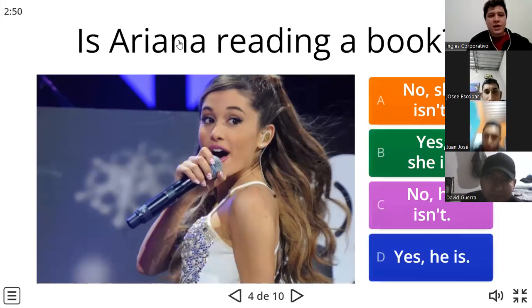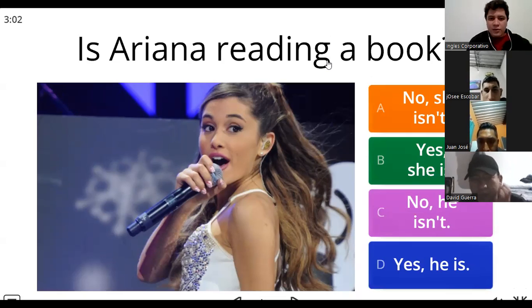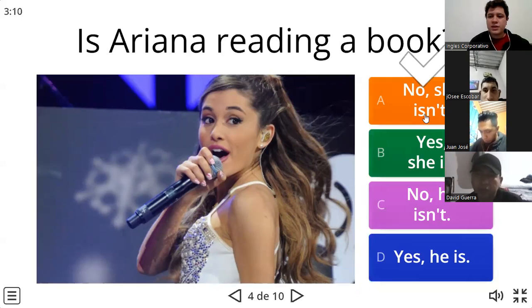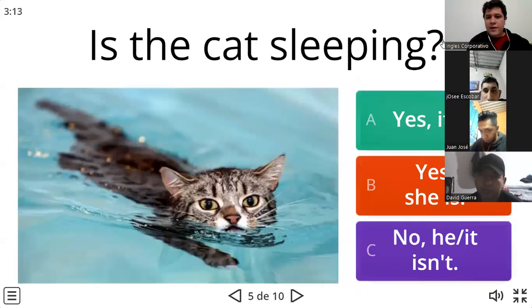Now we have this one. Is Ariana reading a book? ¿Está Ariana leyendo un libro? No, right? So we have this one and this one. What do you think? A or C? A. Okay, I have David, Jorge, okay. Juan. Maria, perfect. So, no, right? No, she isn't, okay? She isn't. You can see she isn't or she's not, right? She isn't. Esta es la otra forma que podemos decir que no, right? She isn't. So, nice, guys.